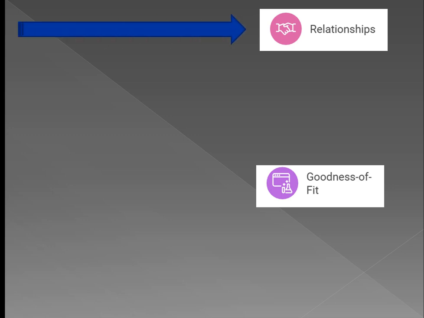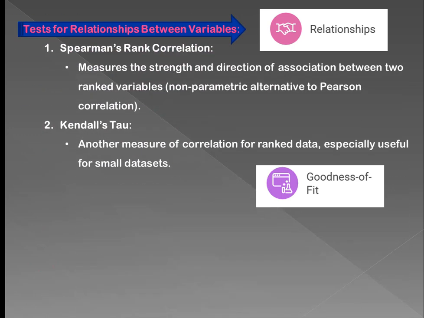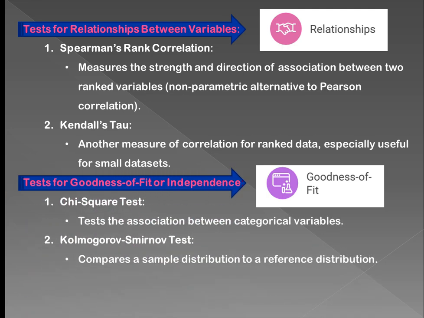3. Tests for relationships between variables. Spearman's rank correlation. Measures the strength and direction of association between two ranked variables, non-parametric alternative to Pearson correlation. Kendall's tau. Another measure of correlation for ranked data, especially useful for small datasets. 4. Tests for goodness of fit or independence. Chi-square test. Tests the association between categorical variables. Kolmogorov-Smirnov test. Compares a sample distribution to a reference distribution.